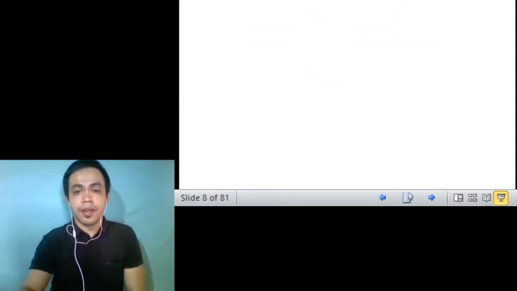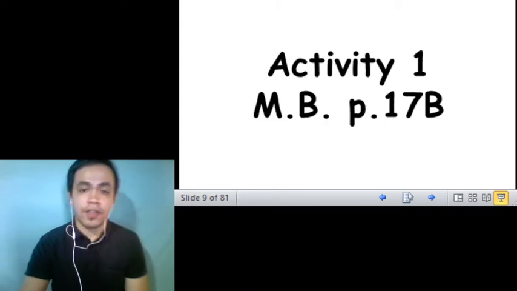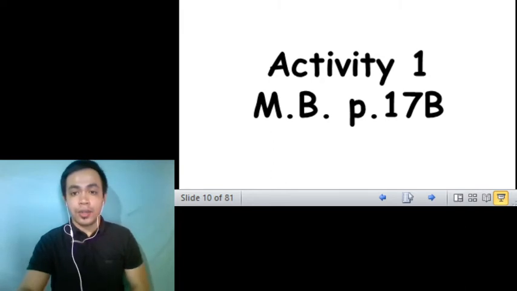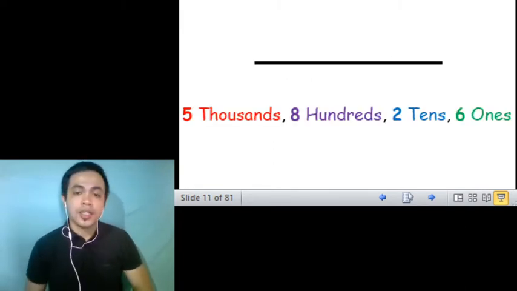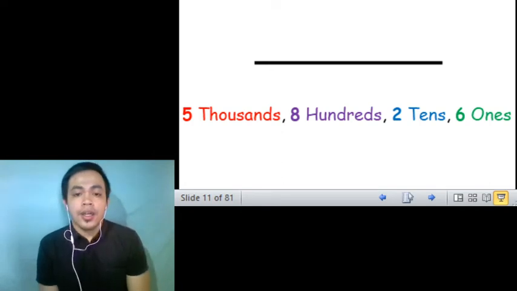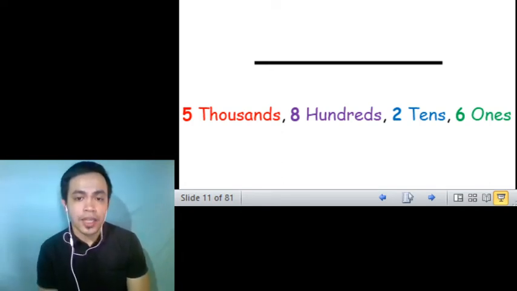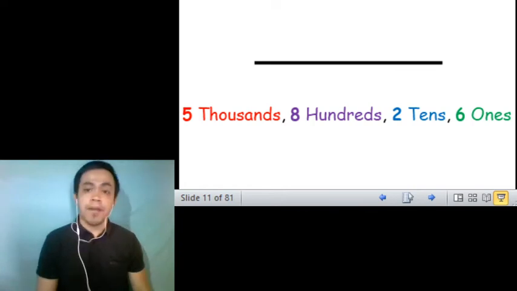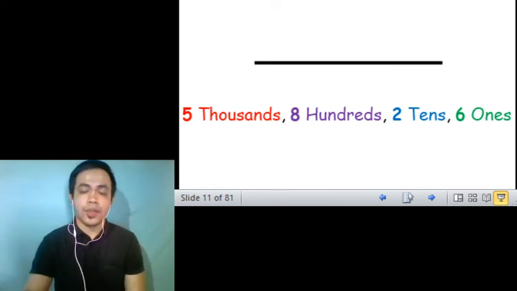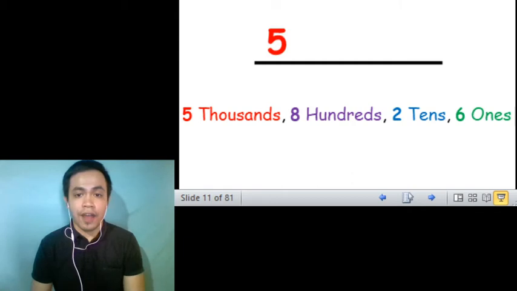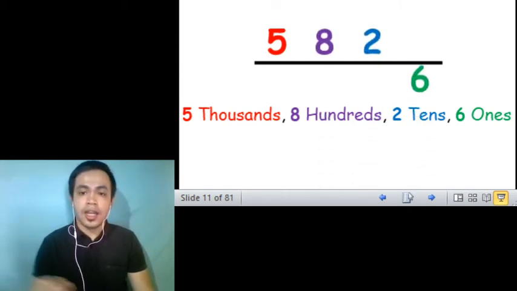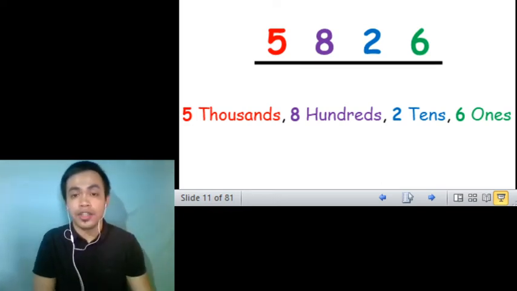For today, we will continue with our activity on page 17B. For this activity, here's what you are going to do. Listen carefully. This one is an example. It says here 5,000s, 800s, 2 10s, and 6 1s. Now, how will you write that as a number? We have 5,000s, you write 5, 800s, 2 10s, and 6 1s. You will write your answer on the line.